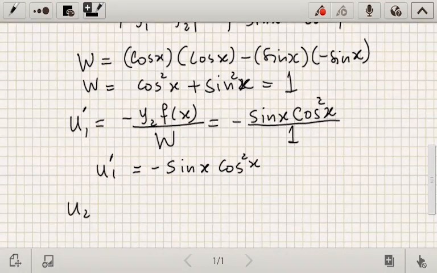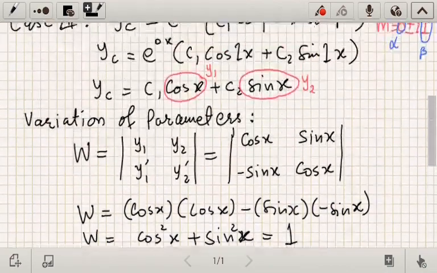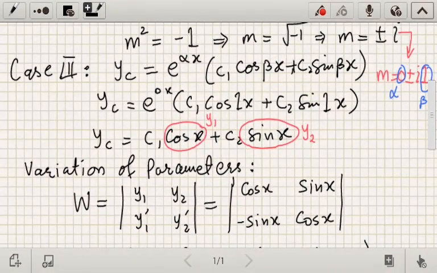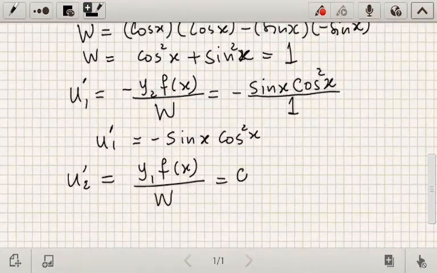Similarly, the formula which we proved earlier for u2 prime is y1 f of x divided by W. In our case, y1 is cos x. So we take cos x, and then we take the same f of x, which is cos square x, and we divide all of this by 1.